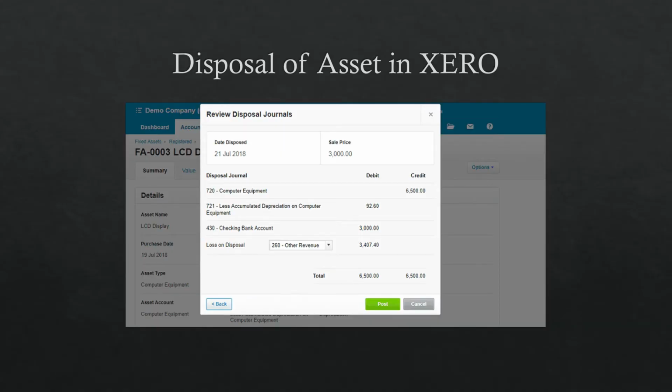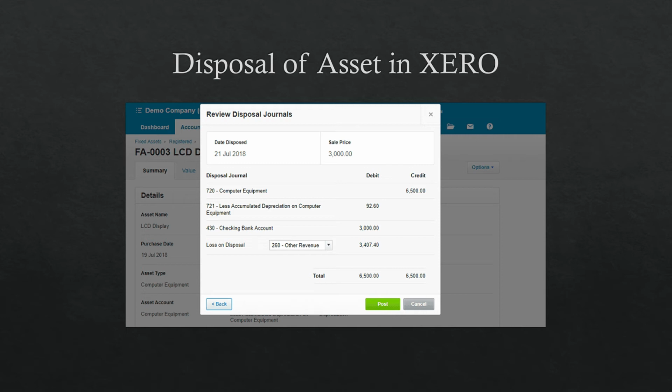Now in Xero, we also have the principle of the disposal. Here we can see the entries. We can see the accumulated depreciation here is 9260, which means that this asset has not been around for very long. And we can see that the asset is being disposed, and the bank is receiving 3,000, and there's a loss on the disposal of the asset of 3,407.40, which is quite a significant one. The actual cost of the asset is 6,500, so there's a significant loss.